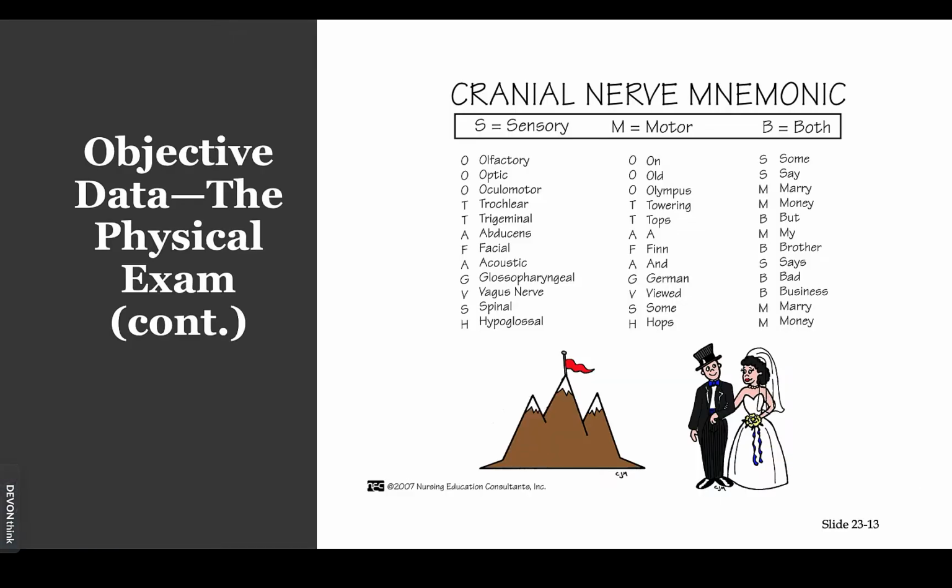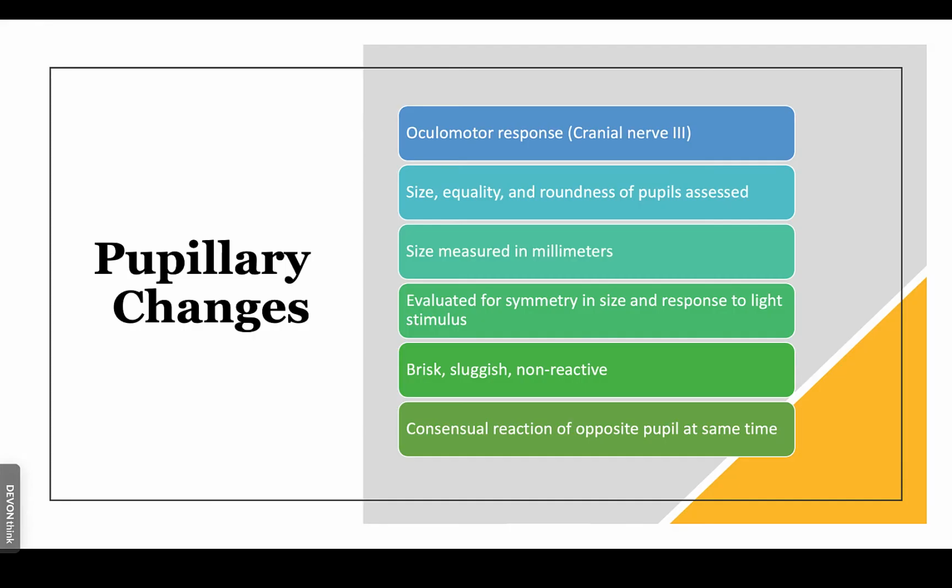Here's just a mnemonic to help you remember the order in which the cranial nerves sit. This is probably very familiar from nursing school. And then let's move on to pupils. So pupils are specific to cranial nerve number 3, oculomotor response. We want to know about size. Are the pupils equal, round, and reactive? A lot of this stuff should be familiar for you already.